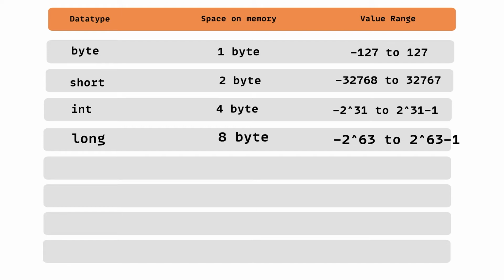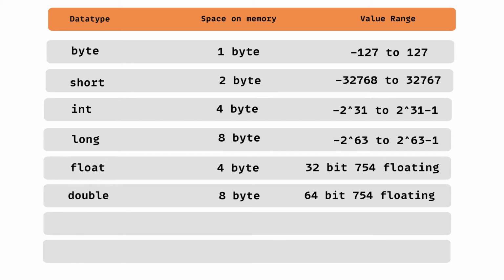The next one is long. It takes 8 bytes of memory and can store larger values than int. All these data types can store only integer values. By integer, I mean the numbers that do not contain any decimal point. To store numbers with a decimal point, we need to use float and double. Float takes 4 bytes of memory and double takes 8 bytes of memory.